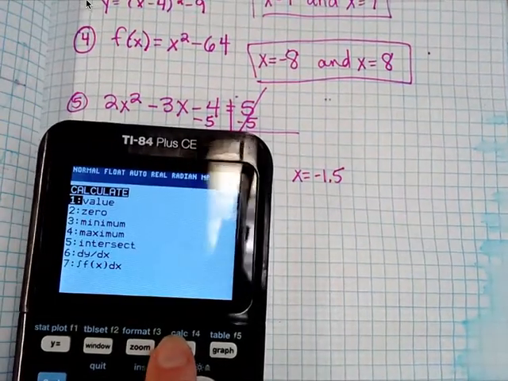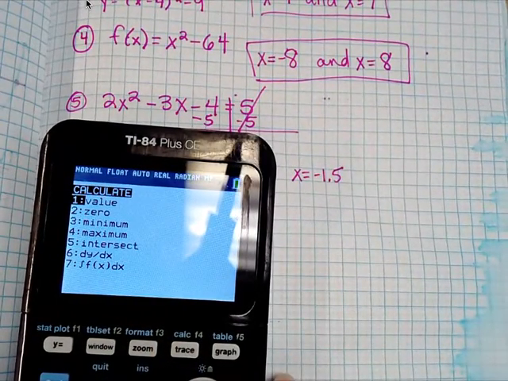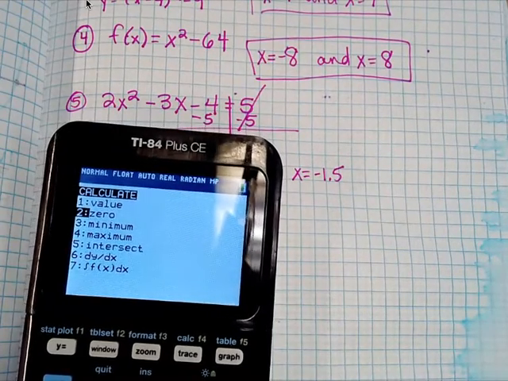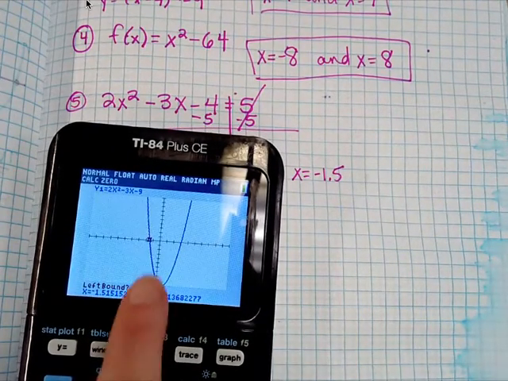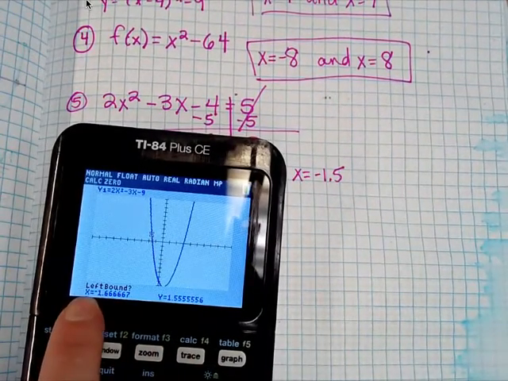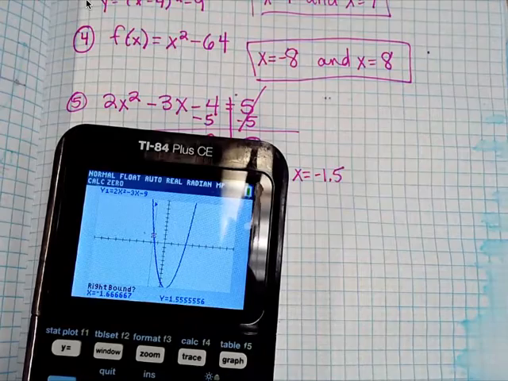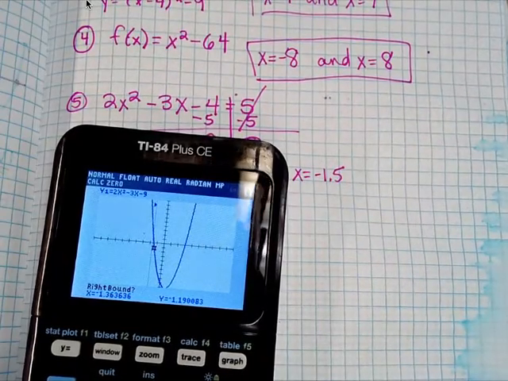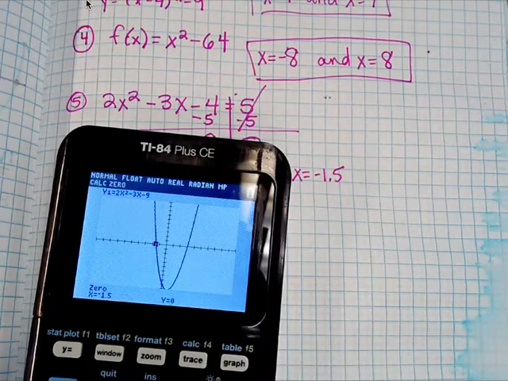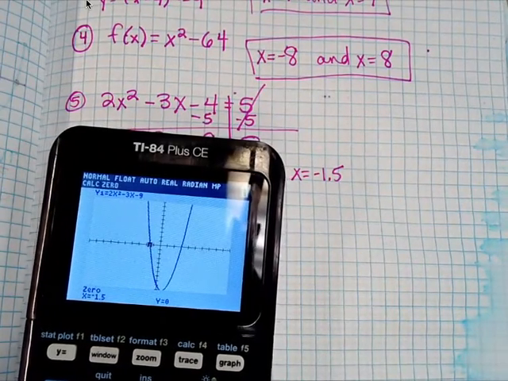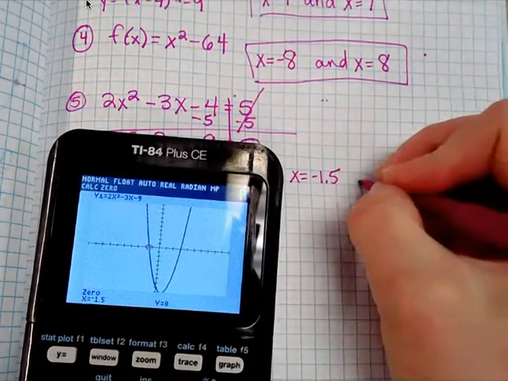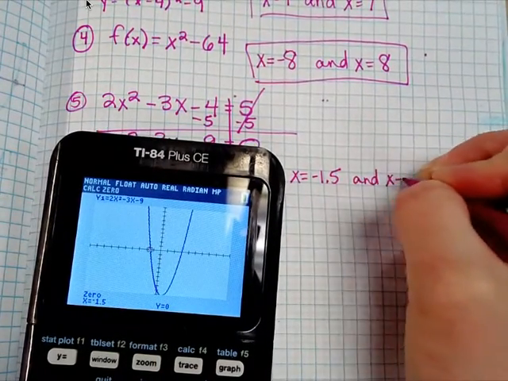Second trace. Go to 0, number 2. Go to where your x-intercept is, then go above it or to the left of it, enter. Then go to the right of it, enter. Guess, enter. And it is. So we did a good estimate. And then the other one, what's the other one? 3. Yep, x equals 3.